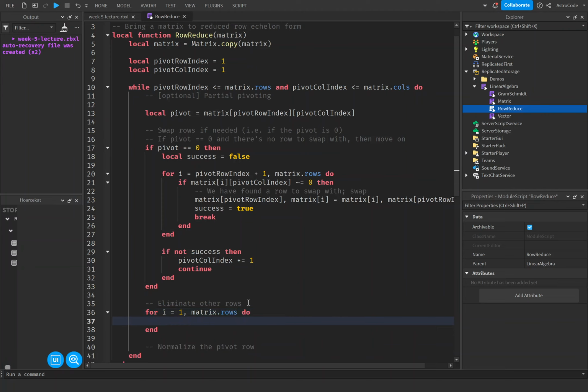And then we're going to, well, we're not going to eliminate the pivot row. So let's just make sure that i is not the pivot row. Then we're going to eliminate this row, and we're going to jettison this out to another function. So using the pivot row, we'll eliminate the ith row, and the pivot column.